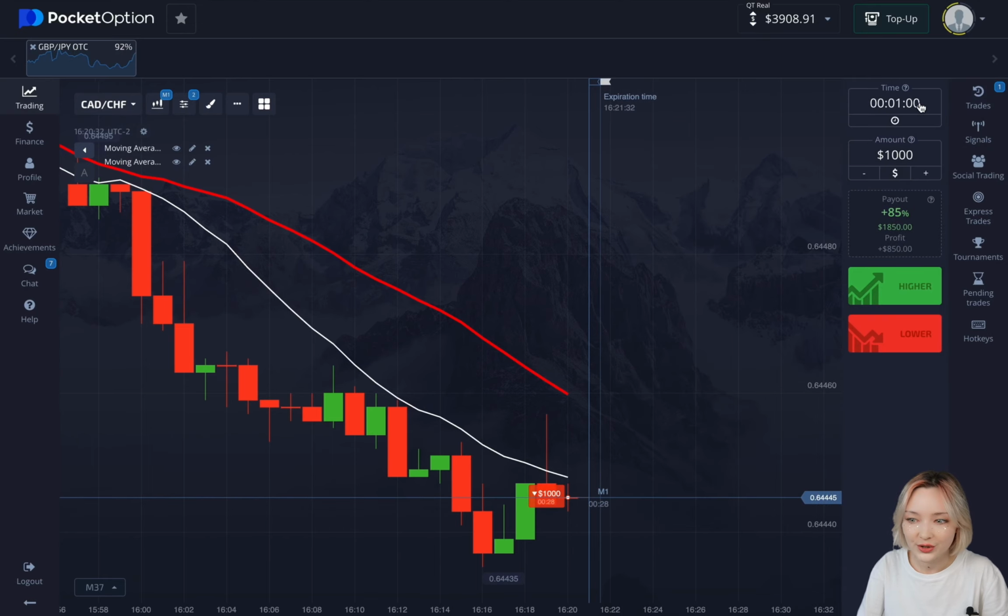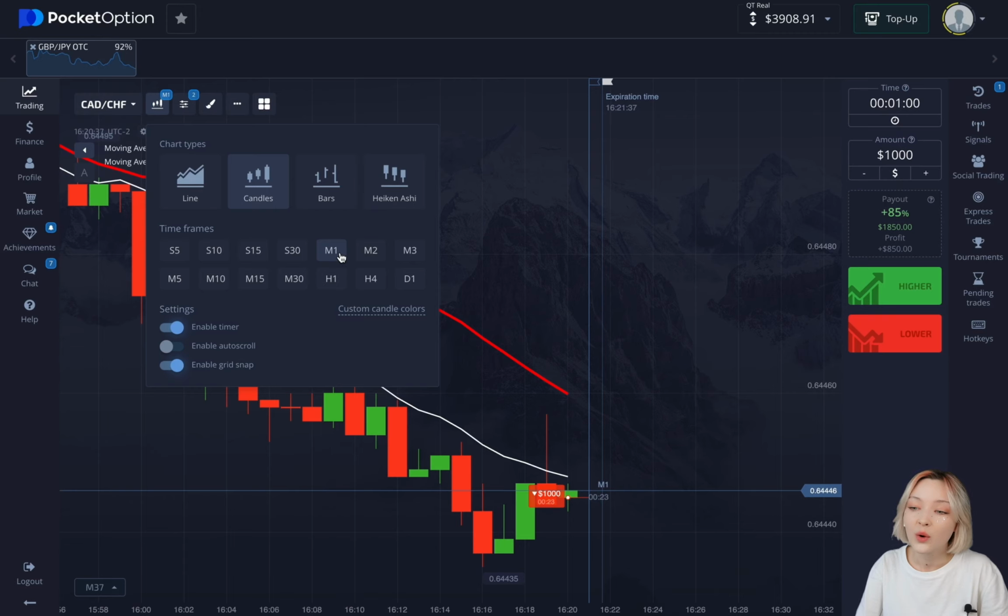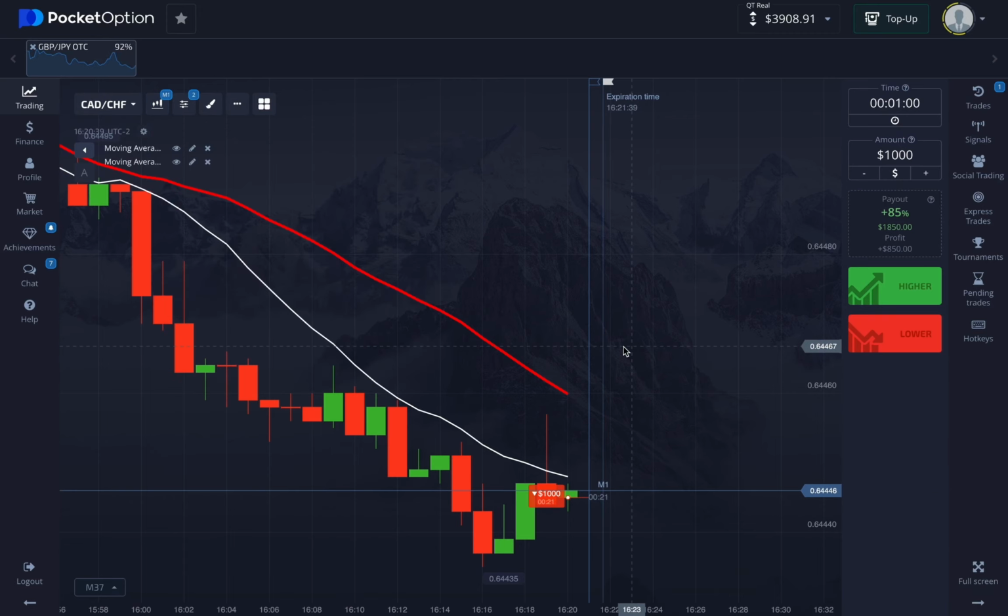Today we trade short term. The deal's expiration time is 1 minute. The time frame of the candle is 1 minute just as well.